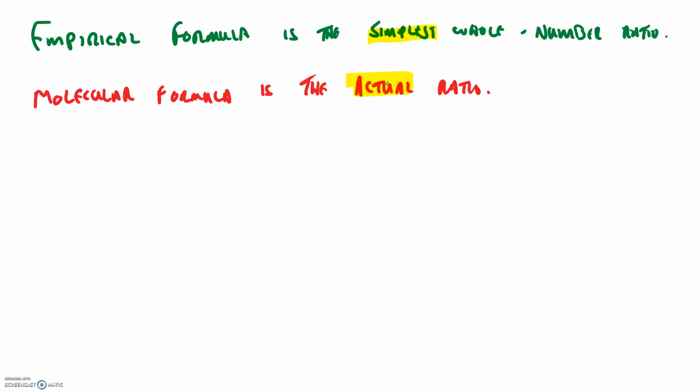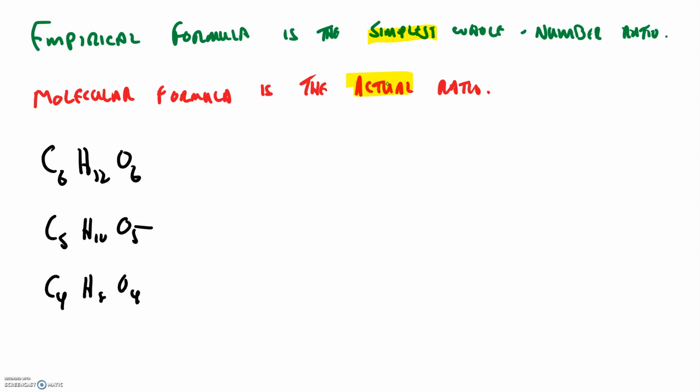There are a number of carbohydrate compounds that you are probably familiar with. This one is called glucose, this one is called maltose, and I can't remember what this one is called, but you can probably figure it out. And these are all different formulas, but they all have the same empirical formula, the same simplest whole number ratio. So how do we get there? Let's take an example.